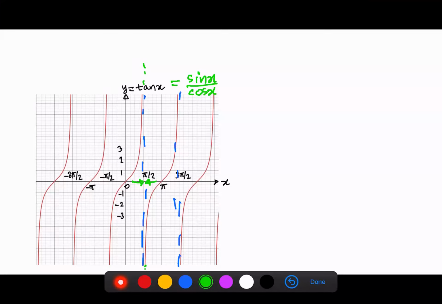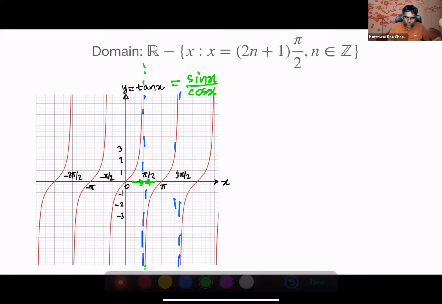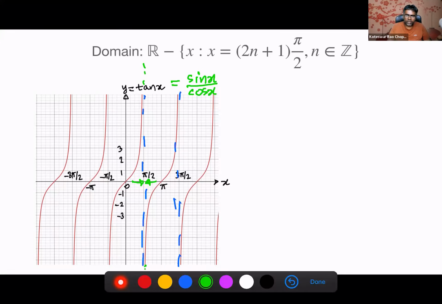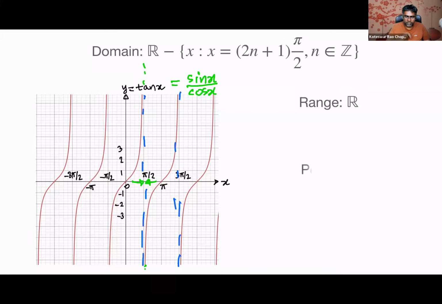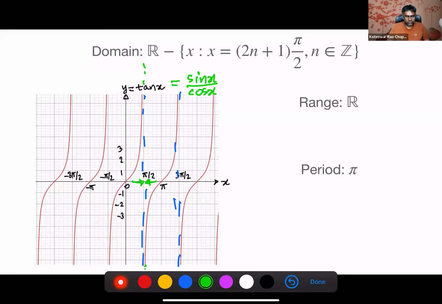So again, look at this graph. Now, domain, again, all real values are acceptable except wherever cos becomes 0. The range is the real number line. But there is a difference here. Unlike the first four functions that we saw, the period is different here. So the period is pi, because you see the pattern is getting repeated every pi radians.